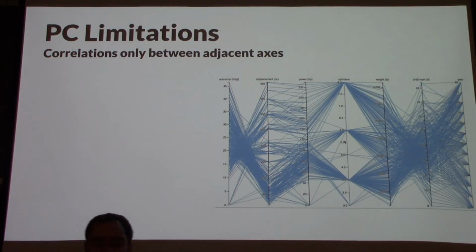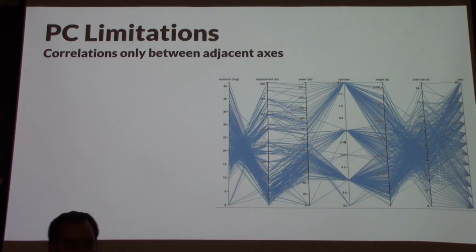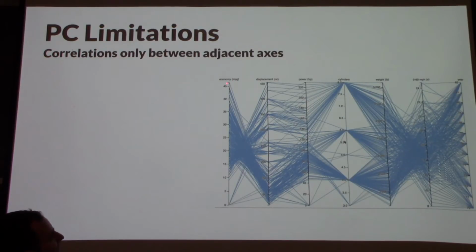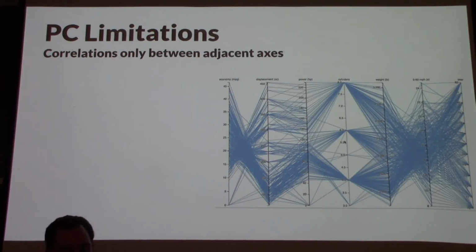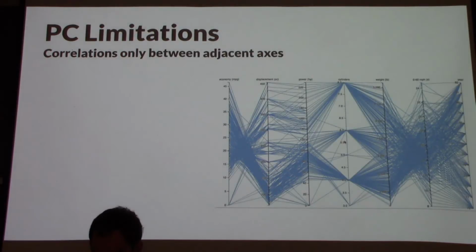So one of the big limitations of parallel coordinates, and I mentioned it before, is that we can only see correlations between adjacent axes. So it's hard for us to judge what the relationship of miles per gallon to weight is in this plot. And so you can do that by either brushing or by axis reordering. Oh, there was a video.